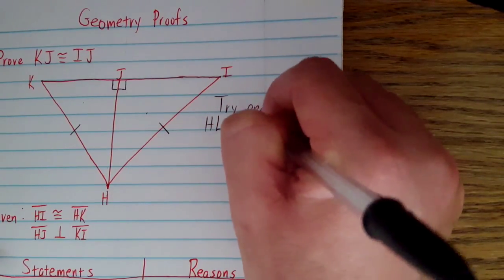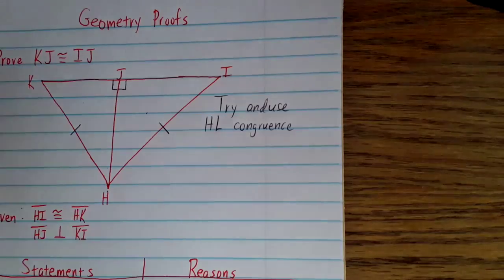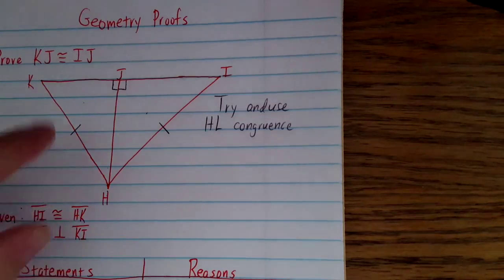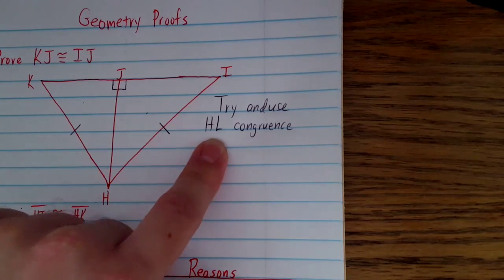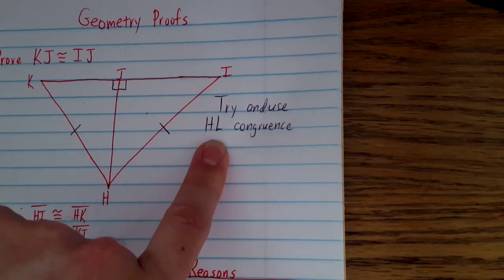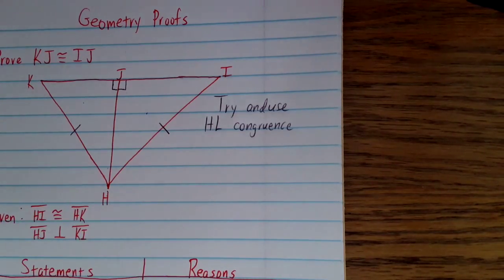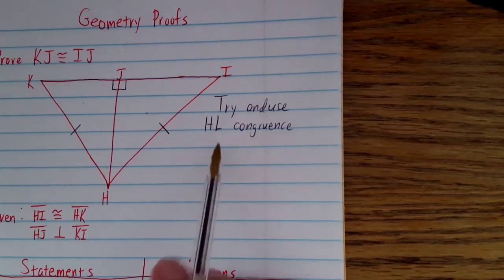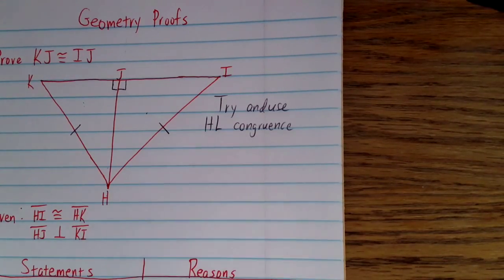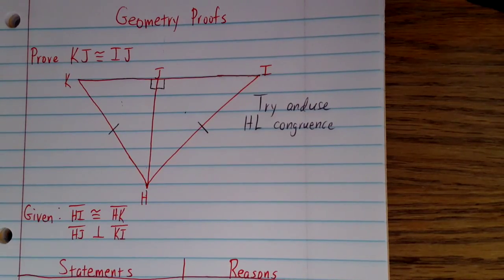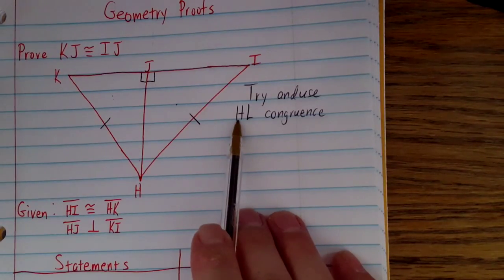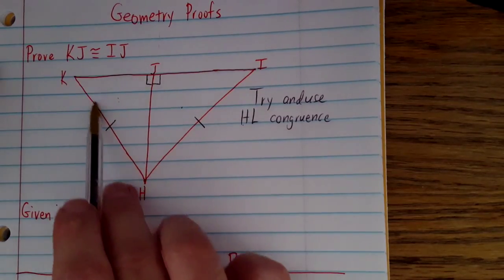Now, it might not work, but every time I have right triangles, I automatically will think, let me try and use HL congruence. If it doesn't work, fine, whatever, but every time you have these, you should be thinking, hey, maybe I can try this. Okay, so for HL congruence to work, I just need a hypotenuse congruent, which I've got.